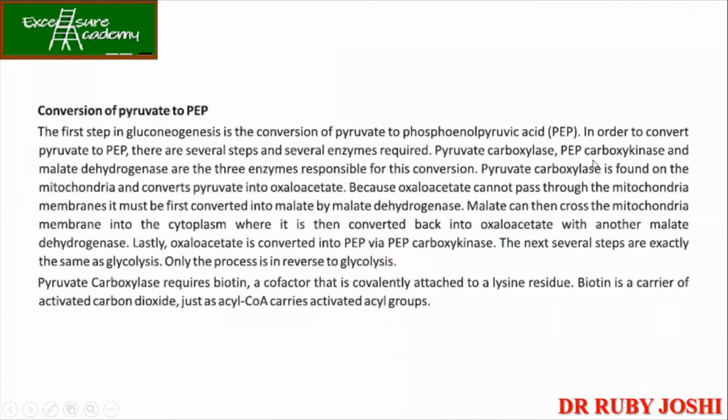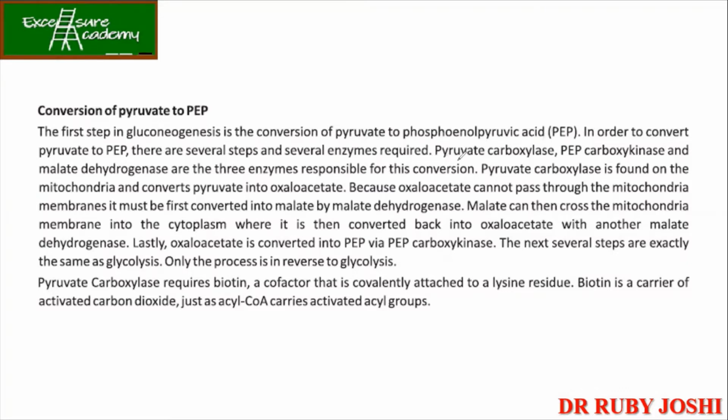Okay, now conversion of pyruvate to PEP. So this is the first step in gluconeogenesis, right? The first step in gluconeogenesis is the conversion of pyruvate to phosphoenol pyruvate. In order to convert this, there are several steps and several enzymes.